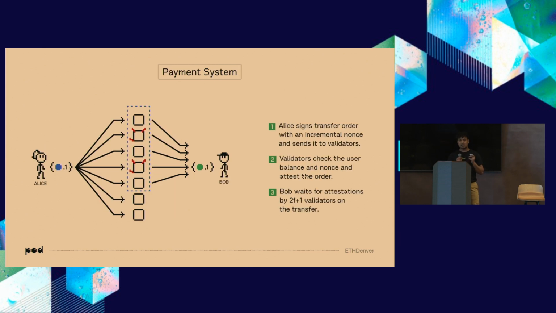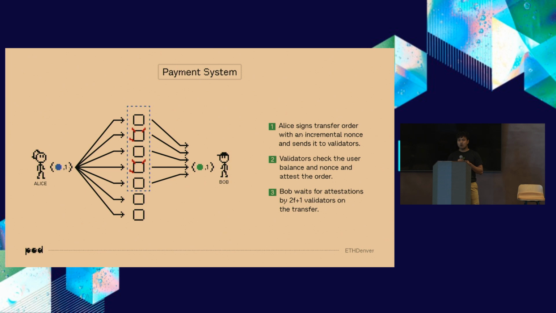Okay, so Alice wants to transfer 5 USDC to Bob. What Alice does is create this transfer order and send it to all the validators. But it also adds a nonce to it. This nonce is just an index of the nth transaction. If you're familiar with Ethereum, you already know what a nonce is. It's exactly the same thing.